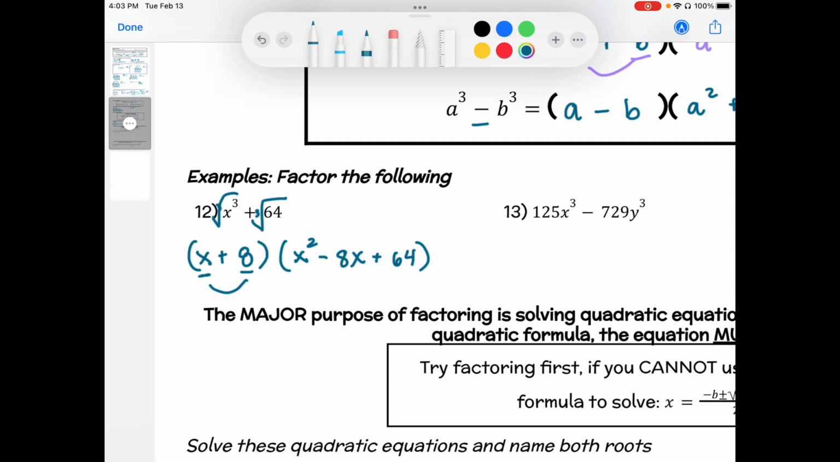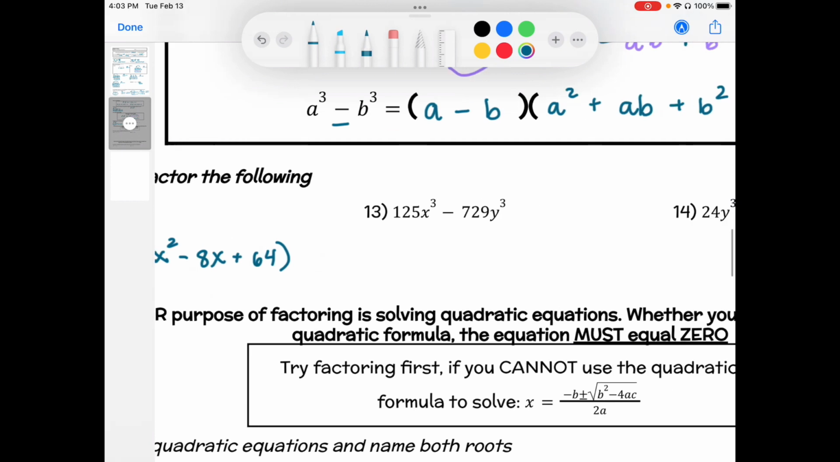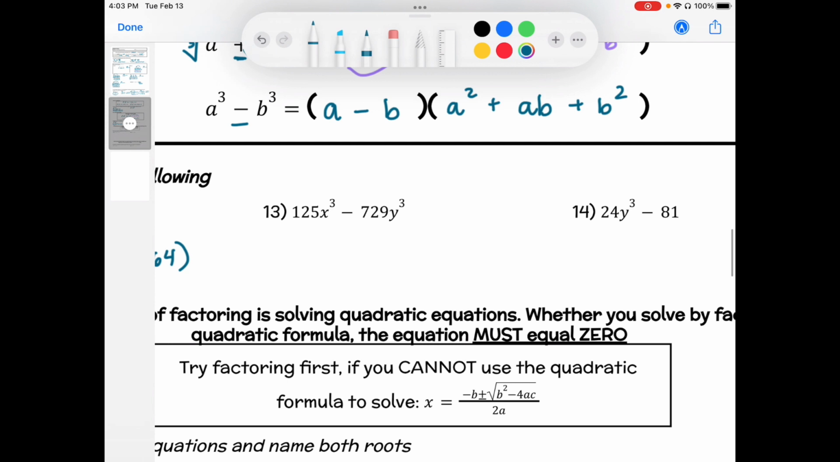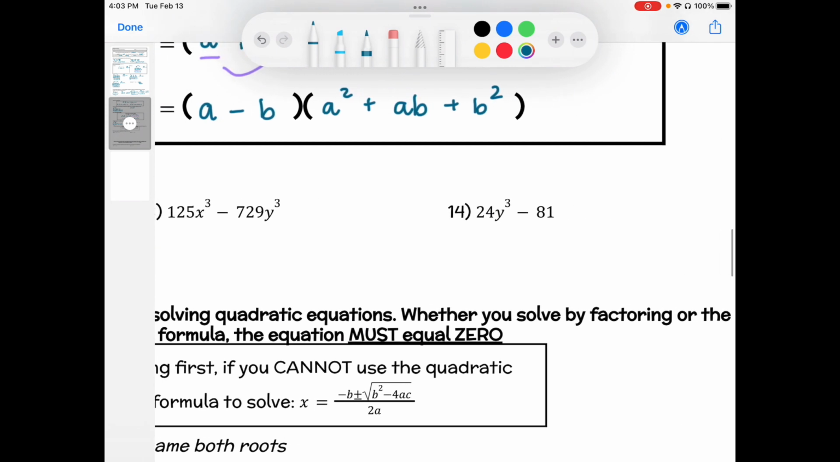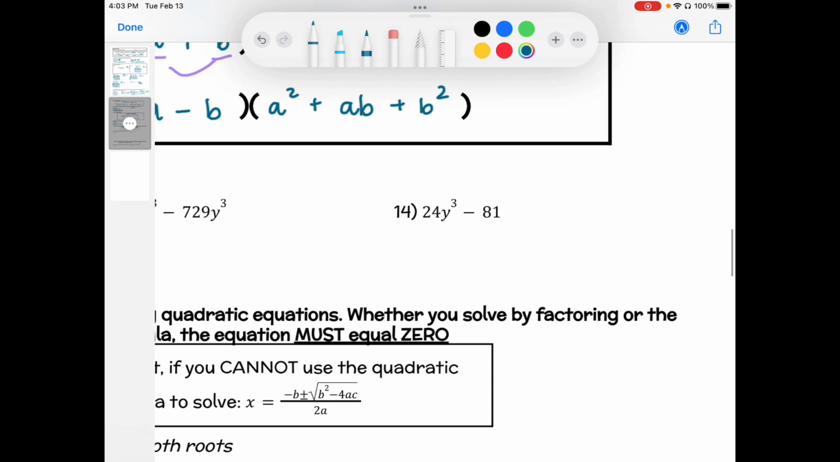All right, and that would be completely factored. So let's go ahead and do one more together, and then you could do the number 13 on your own. I'll do number 14 with you. So for number 14, neither of these are perfect cubes.